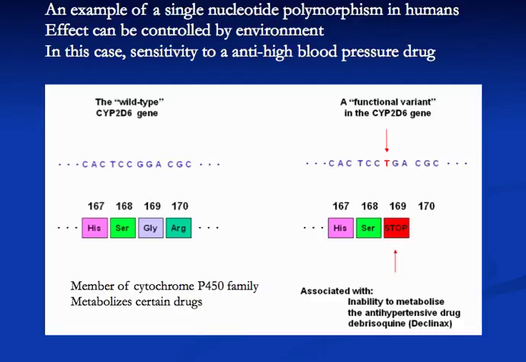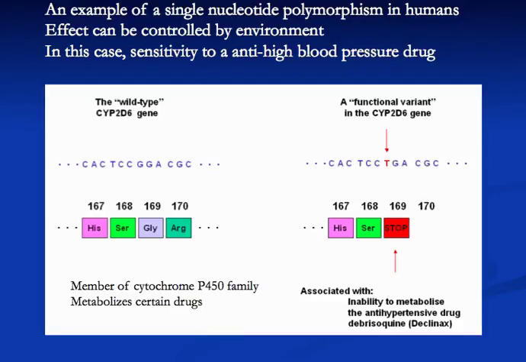And so in a normal person, you can see on the left side the wild type cytochrome 2D6 gene has amino acids 167 through 170, which is histidine, serine, glycine, and arginine. There's a single nucleotide polymorphism, which is a G to T transition, which introduces a stop codon. And so now the protein stops at amino acid 168. This protein is not functional, which means that it can't metabolize certain drugs.